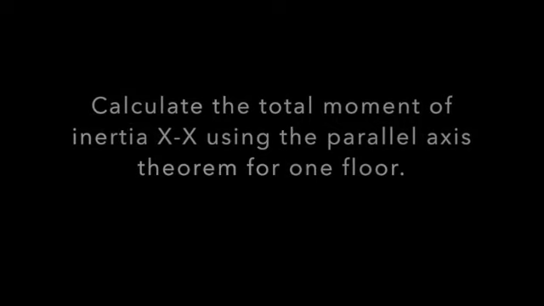To calculate the total moment of inertia xx using the parallel axis theorem for one floor. As we know, in the center of the tower, we have 48 columns as a core of 1.4 by 1.4, and around the tower 76 columns of 1.2 by 1.2.